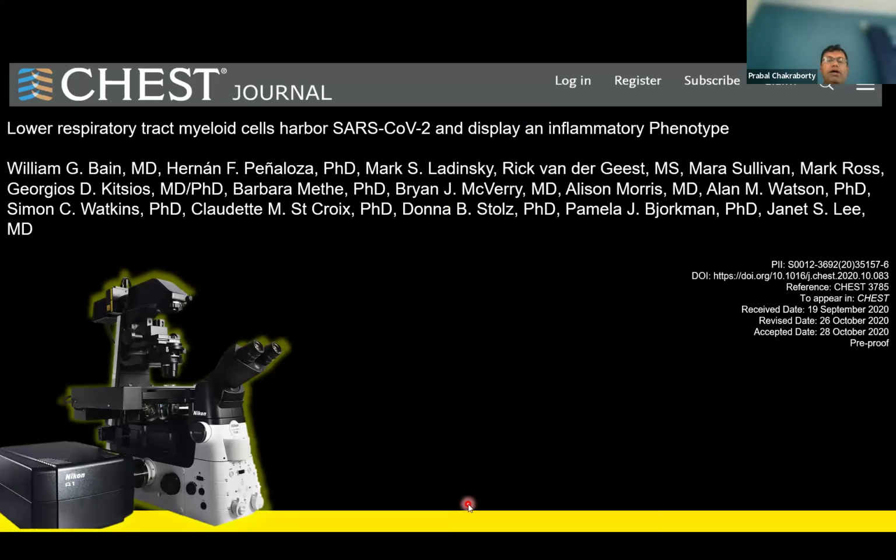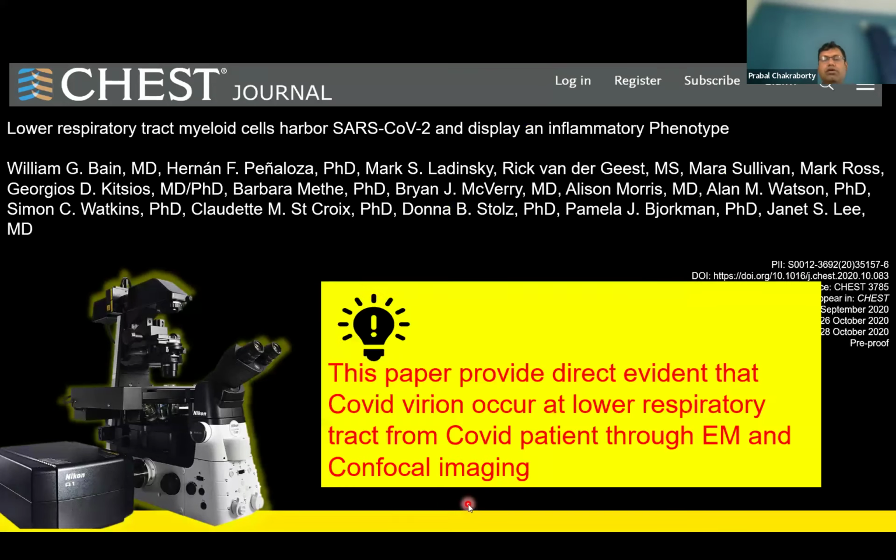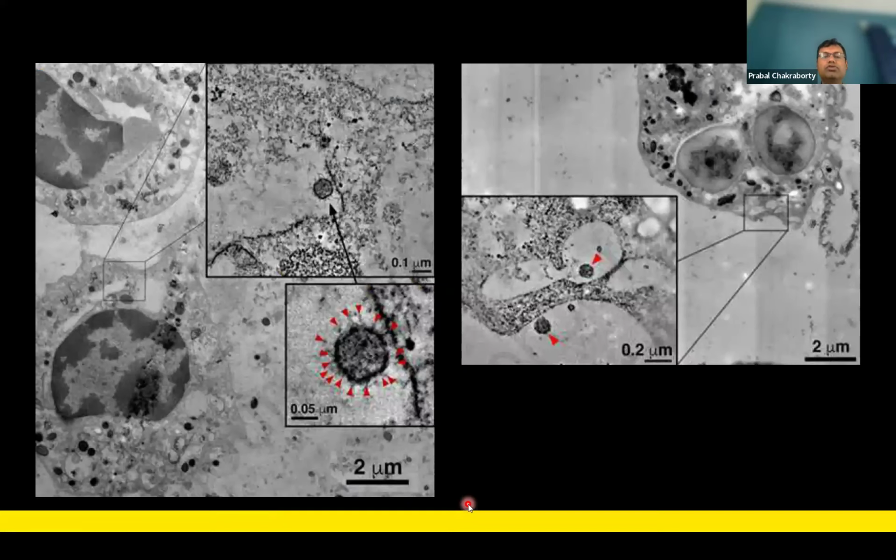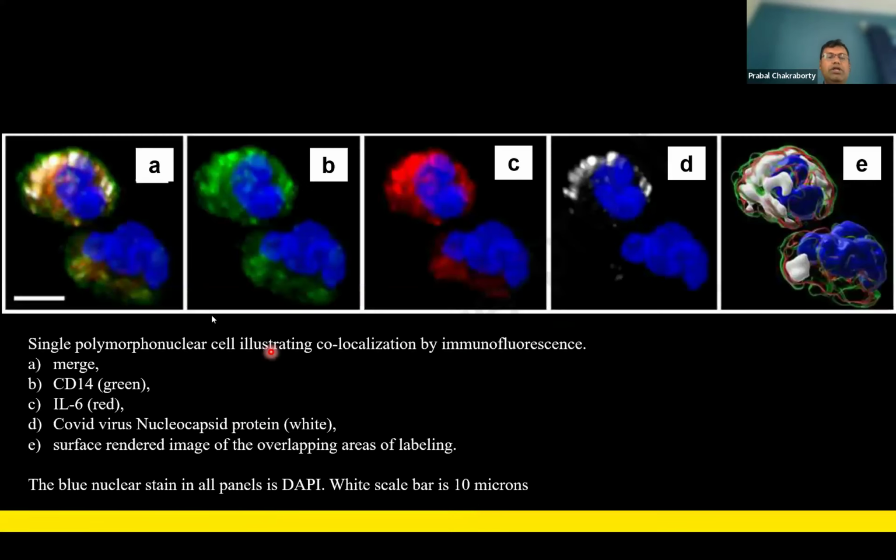This is one example from a published paper on coronavirus. They first performed electron microscopy for the coronavirus, and then validated the data with confocal imaging. Here you can see the electron microscopy image, and they did co-localization analysis with different viral proteins to see the interaction, or whatever finding they got from the electron microscopy.